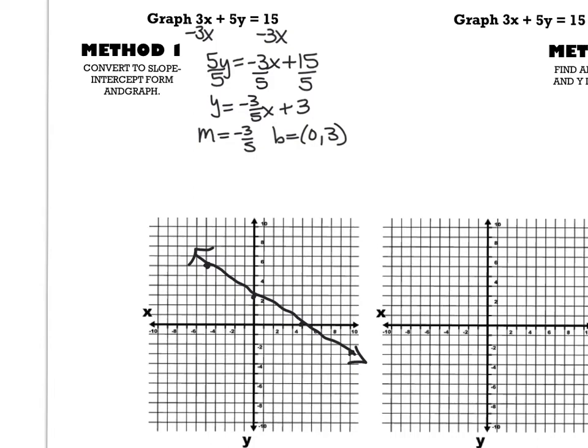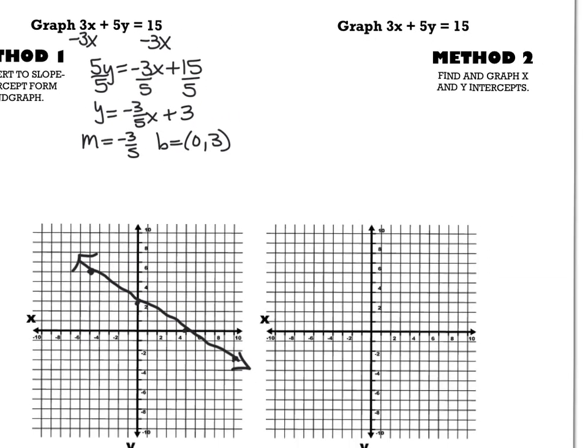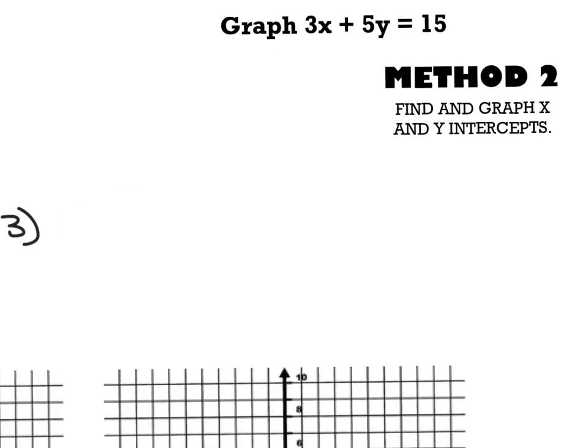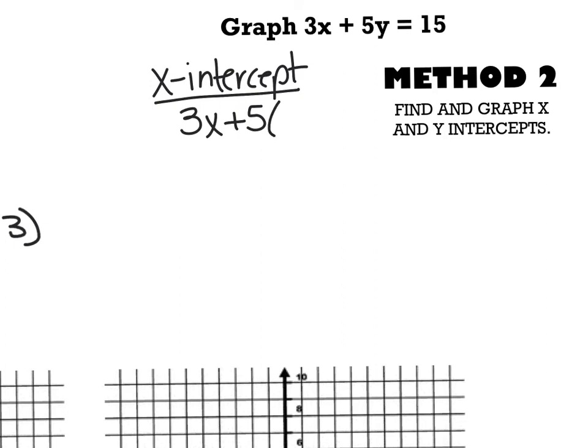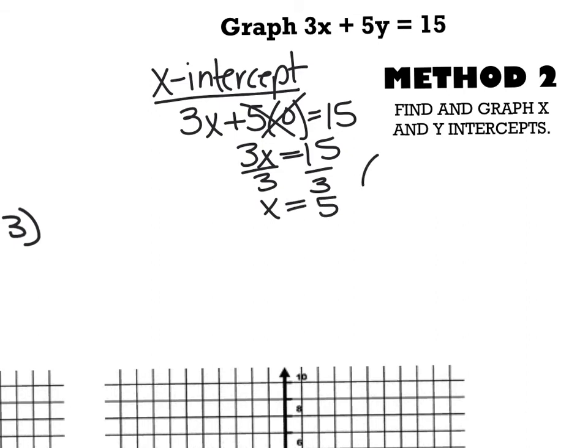Now again, I'm going to do the same equation, but this time I'm going to do the second method where I find the x and the y intercepts. If I'm going to find the x-intercept, I'm going to plug in 0 for y. So you're plugging in 0 for the other letter that you are trying to find. So if you're finding the x-intercept, you plug it in for y. If you're finding the y-intercept, you plug it in for x. The y goes away, and we get 3x equals 15. Divide by 3. X equals 5. So my x-intercept is 5, 0.